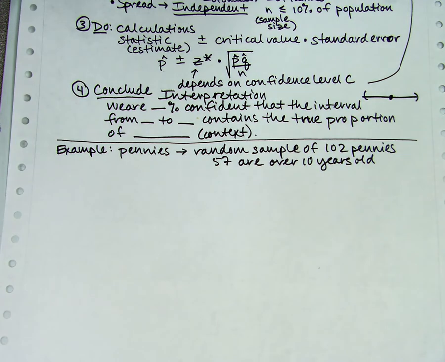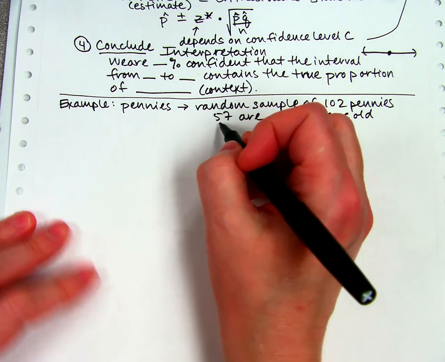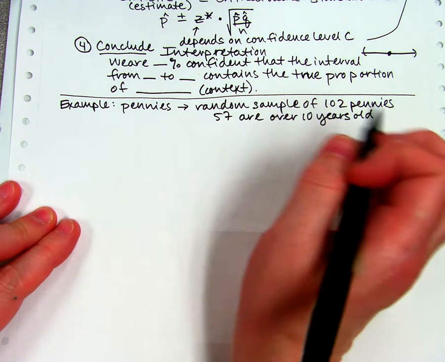Believe it or not, that is enough information. That's all we need to do a confidence interval. So there we go. We know how many pennies there are. We know how many of them were successes, and we can figure out how many failures.